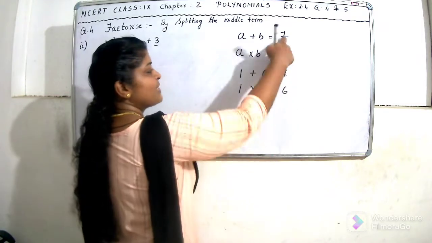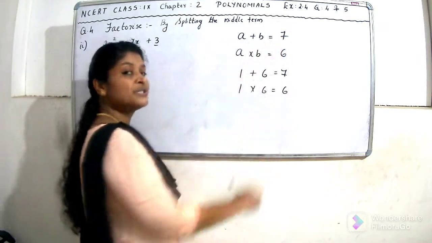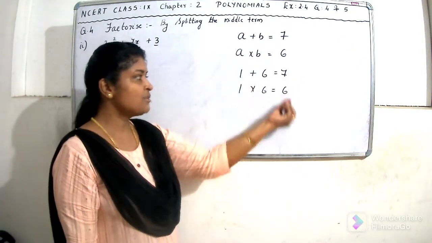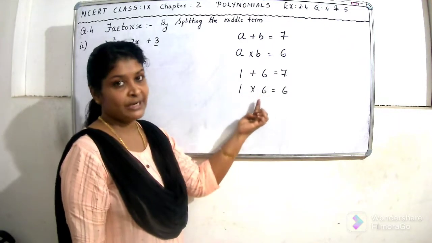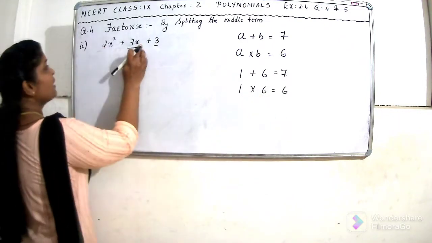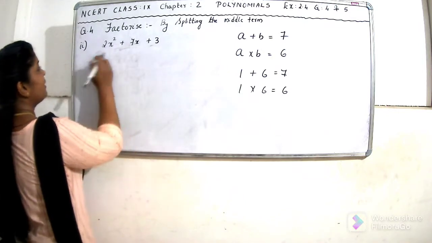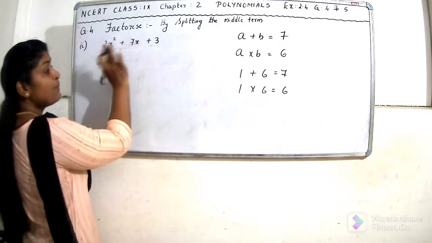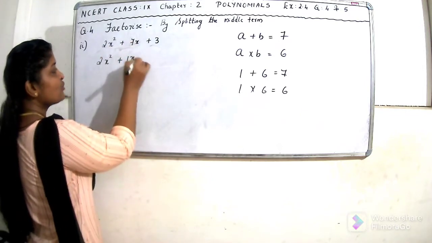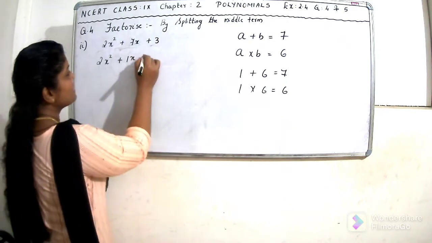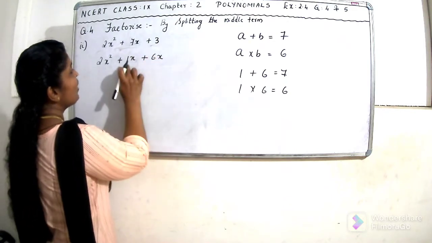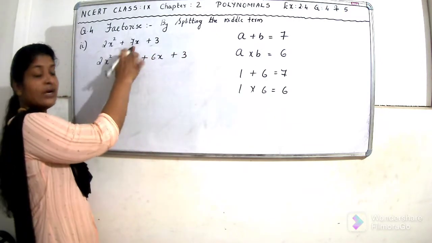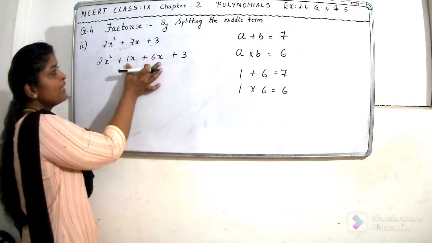1 plus 6 is 7, 1 into 6 is 6, and the numbers are positive itself, so there is no need to give a sign anywhere. This is the way we have to split the numbers. We write the first term as it is and split only the middle term: 1x, or x alone, plus 6x. 1x and 6x means 7x. We are just splitting the middle term, we are not changing the question.